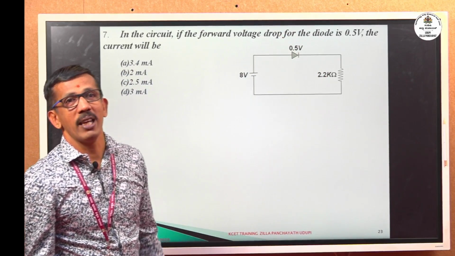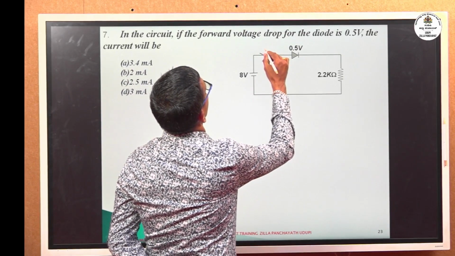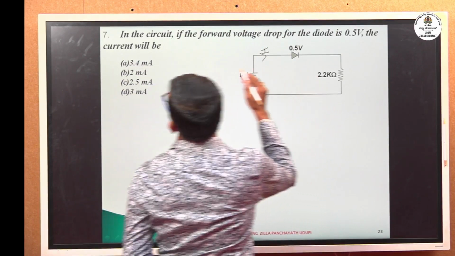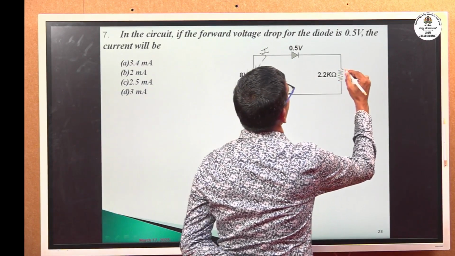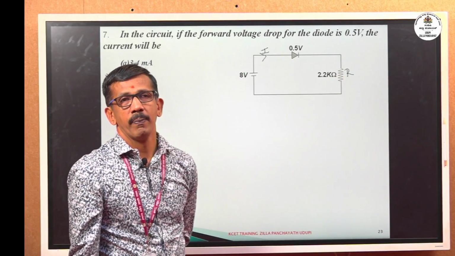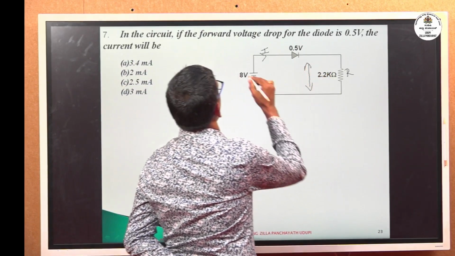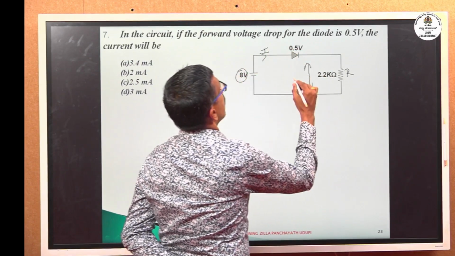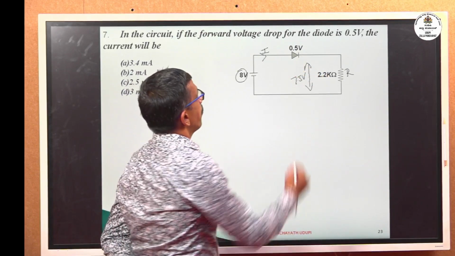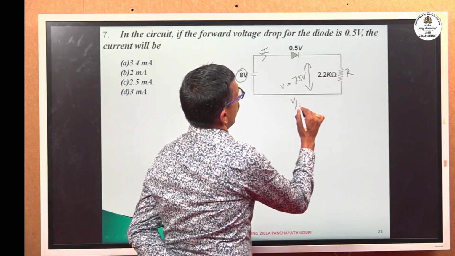What will the current be? Just you see here, we want to find the current I. What we have to do is, they have given resistance R. Find out the voltage across the resistance. Here, the total voltage applied is 8. 8 minus 0.5 becomes 7.5 volt. If you take this as V, and R is given, V by R will give I.